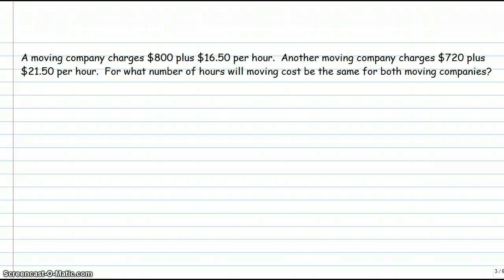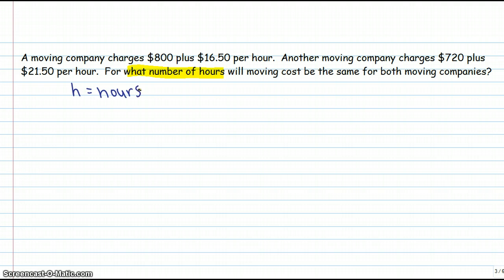company charges $800 plus $16.50 per hour. Another moving company charges $720 plus $21.50 per hour. For what number of hours will moving cost be the same for both moving companies? Well, here's the question. We want to know what number of hours. If we can identify the question, then we know what the variables should be. So since they're asking for the number of hours, we say H can be the number of hours.